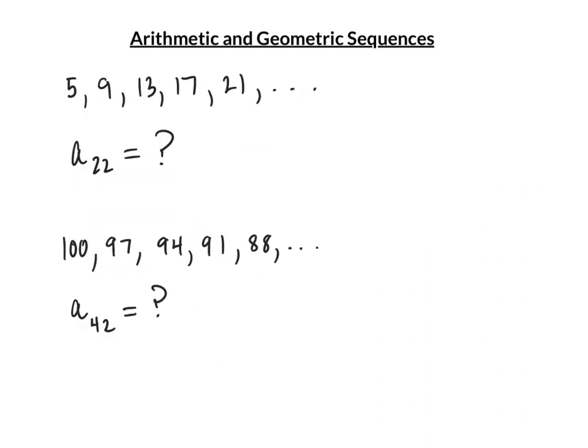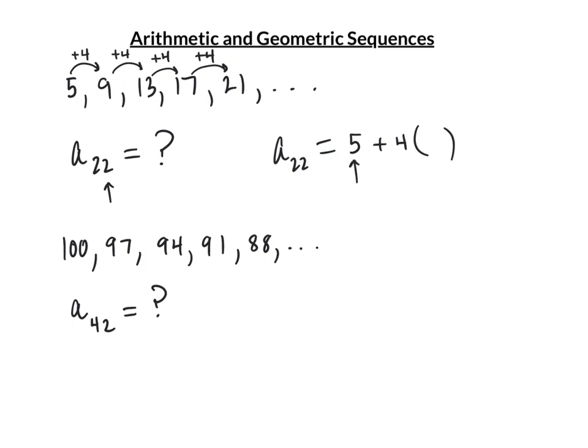Here are two sequences. In the first sequence, my common difference is 4. I'm adding 4 each time to get to the next term. What you'll be asked to do sometimes is find a particular number in the sequence. What would a sub 22 be? To find it, you would start with 5. Every time you move forward one spot in the sequence, you add 4.